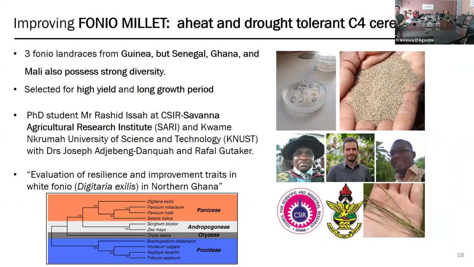So going on to Fonio, again, there are many landraces. The ones we're working on are from Guinea, but Senegal and Ghana have excellent drought-resilient accessions, and Mali as well, very heat tolerant, and we want high yielding plants to have long growth. And what I should say also is this is a PhD project, this time with SARI and KNUST in Ghana, and again, very similar to the rice bean approach.